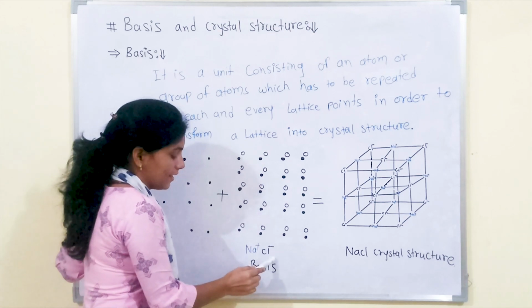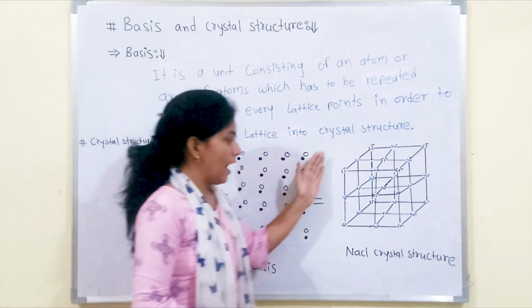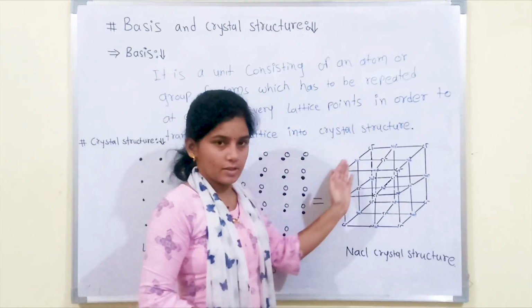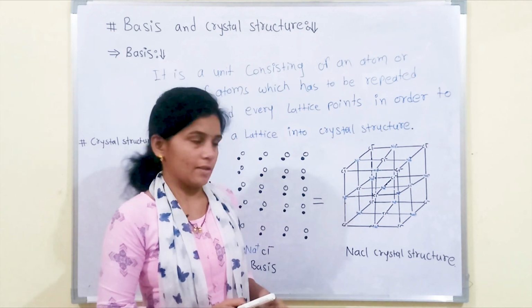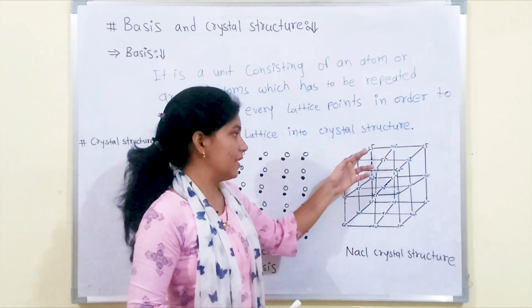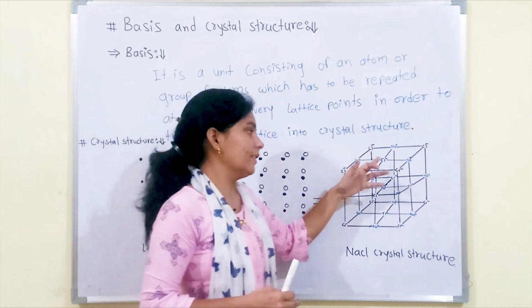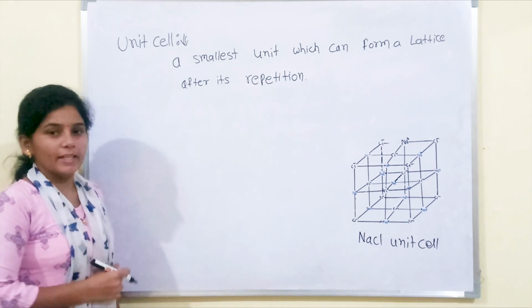Na+ and Cl- are the basis of the NaCl crystal structure, and this is the crystal structure of NaCl. In the NaCl crystal structure, Na+ ions are at the edges and Cl- ions are at the corners as well as faces. Okay, let us see about the unit cell.